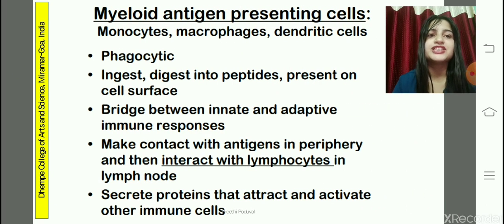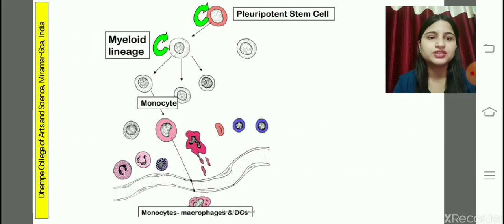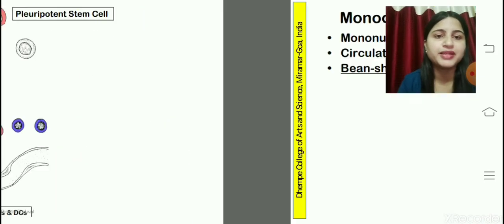Now the myeloid antigen presenting cells are the monocytes, macrophages, and dendritic cells. They all are phagocytic. They help in removal of the antigen via phagocytosis, and they ingest the peptides, digest them and present them onto the cell surface, and these are the bridges between the innate as well as the adaptive immune responses. They make contact with the antigen in the periphery and then interact with the lymphocytes that are present in the lymph node. They secrete proteins that attract and activate other immune cells. So this is the lineage, and this is the diagrammatic explanation.